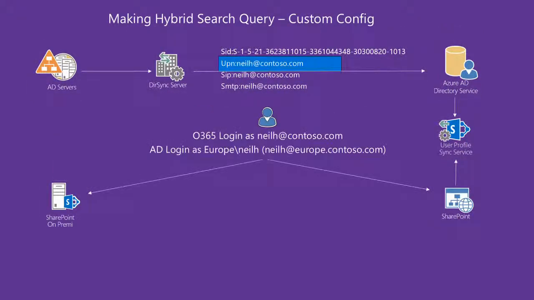The people that did the custom config, very straightforward. And this is kind of identifying these two things here. So my Office 365 login is neilh@contoso.com. My AD login to my laptop is neilh@europe.contoso.com. So it's going to fail. We can't match the two together.